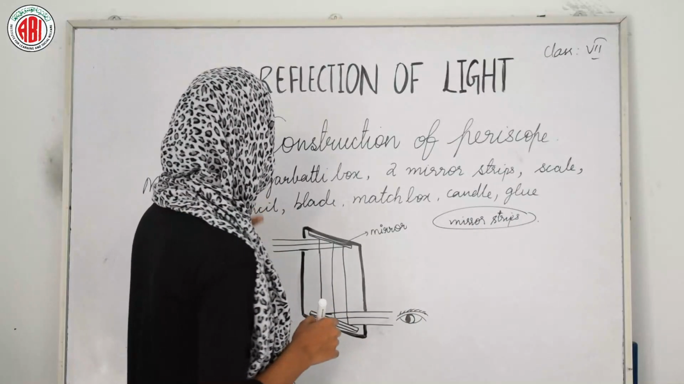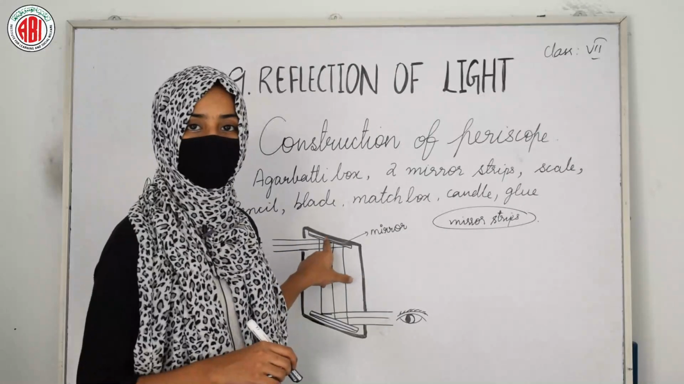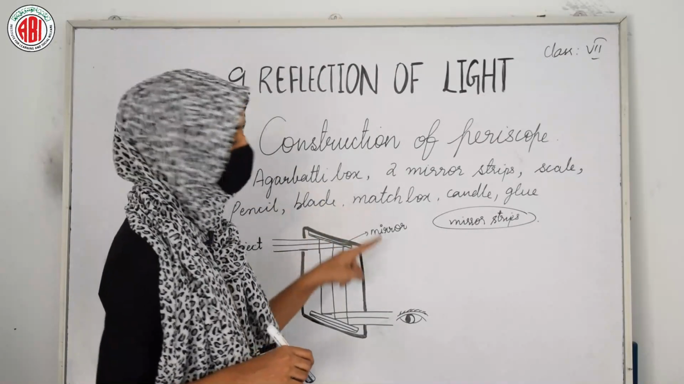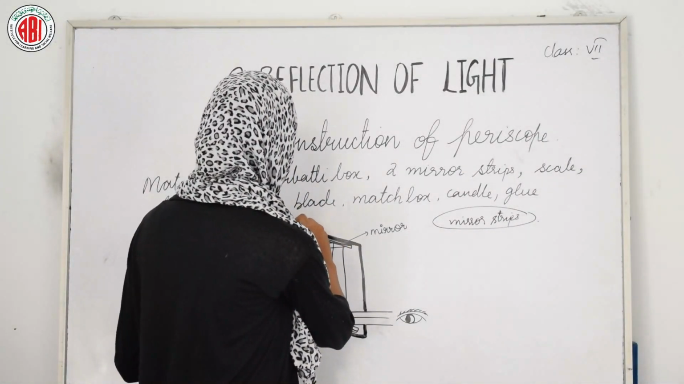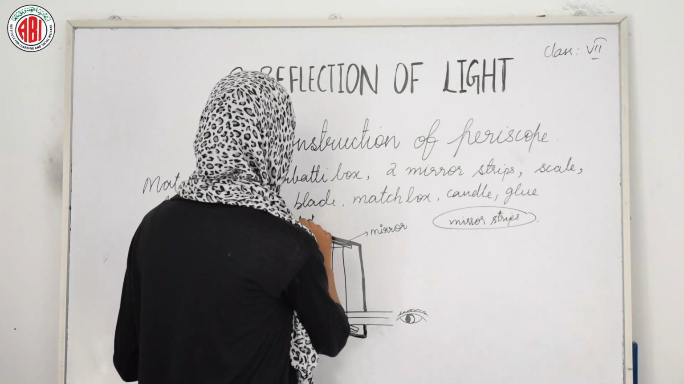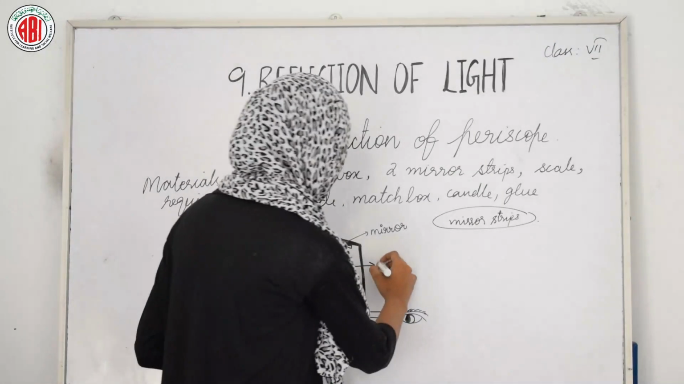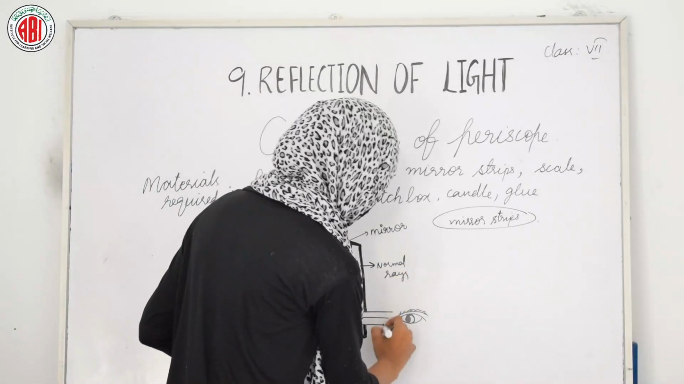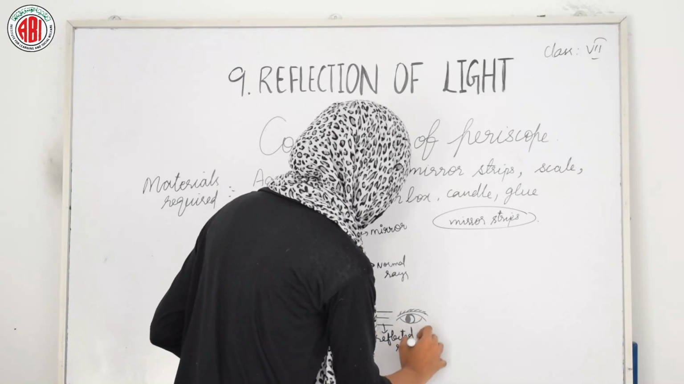And one more thing about the periscope is that the reflected ray of the first mirror will be the incident ray of the second mirror. Here these rays are called incident rays, and the ray between the incident ray and the reflected ray is called the normal ray, and this one is called the reflected ray. These are called reflected rays.